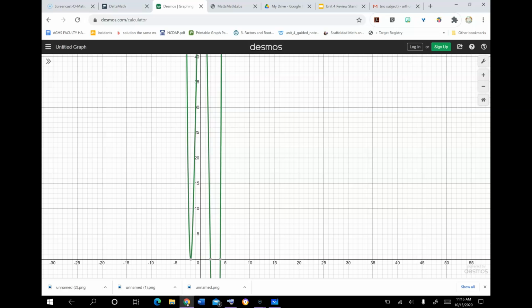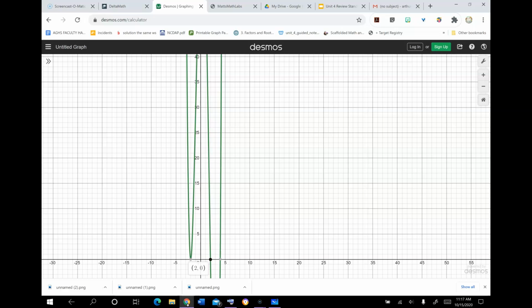Okay? So it looks like I am positive from negative infinity. I'm still positive, still positive. I am positive all the way from negative infinity to 2. That's crazy. So from negative infinity to 2, I am above the x-axis.